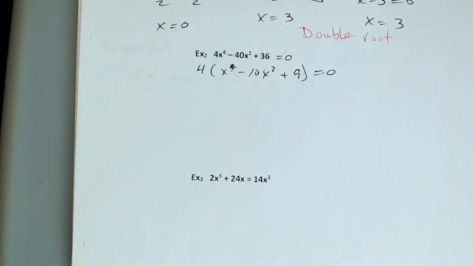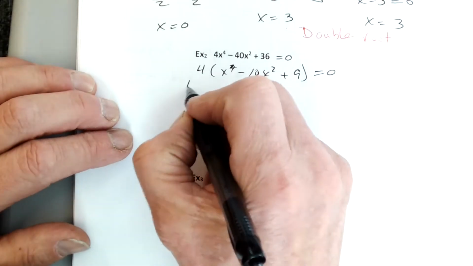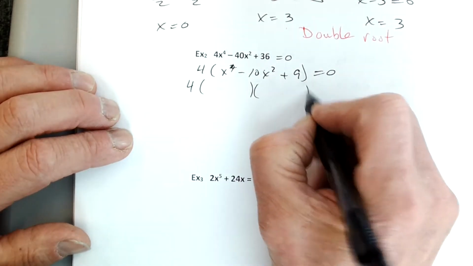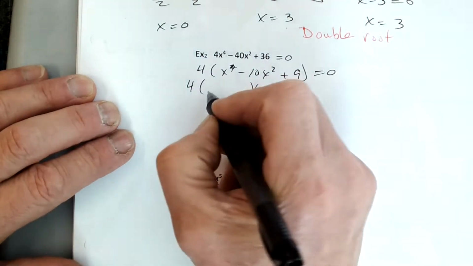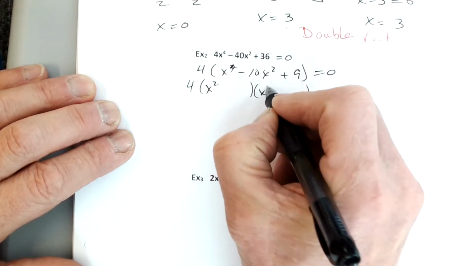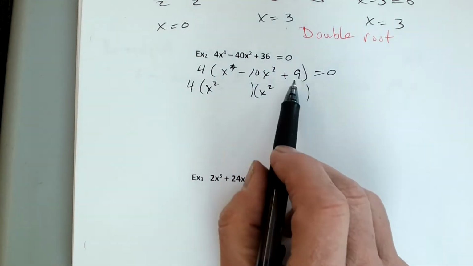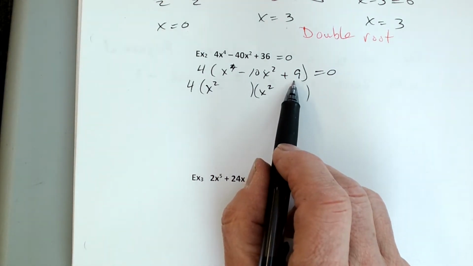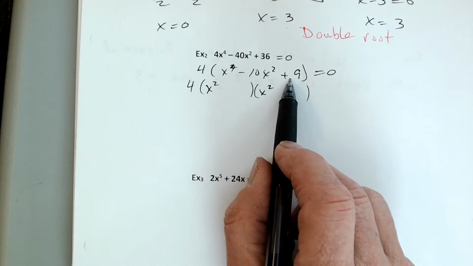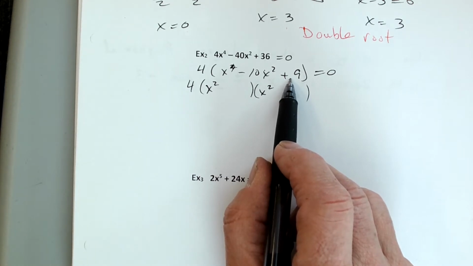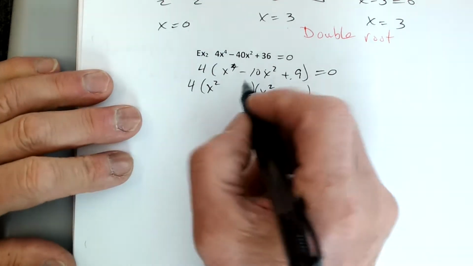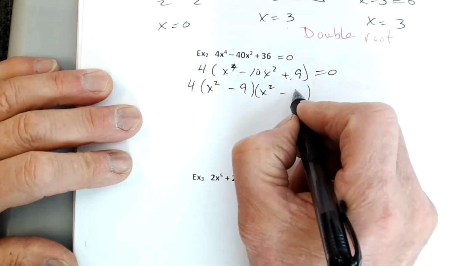I think that'll factor again, right? I think I can go x squared, because that's going to make the x to the 4th, right? And then I'm going to go 9 and 1, probably. 9 and 1 will make a 10, but I'm going to go -9, -1. -9, -1 will make a -10. -9 and -1, okay?